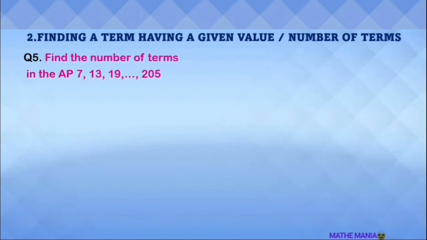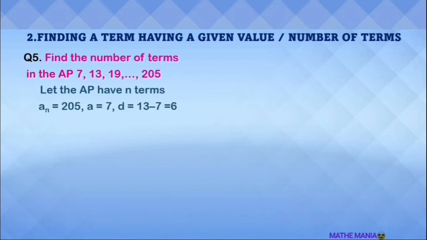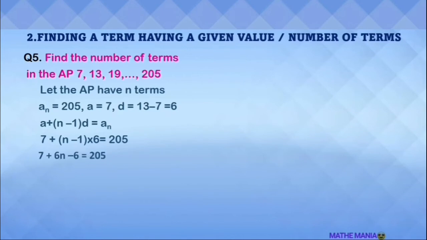Now this one is another form of the question. Here we are asked to find the number of terms in this AP, and you can see that this is a finite AP. We'll use the previous method to do this question also. We will consider that this AP has n terms. So a_n is equal to 205, a is 7, and d we can find by subtracting the consecutive terms. On putting the values in the formula, we get 7 plus (n minus 1) times 6 is equal to 205, and solving in the same way as the previous question, we finally get that n is equal to 204 upon 6. Understood? It's not different.